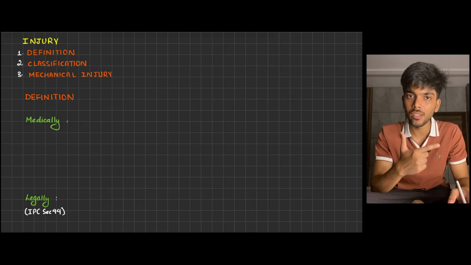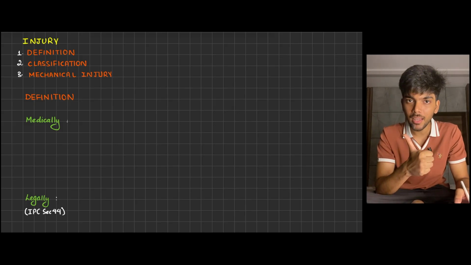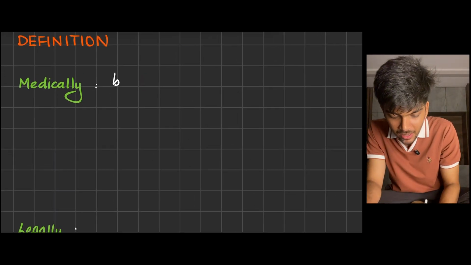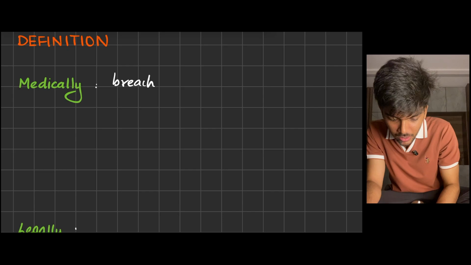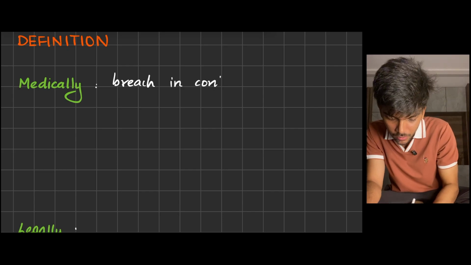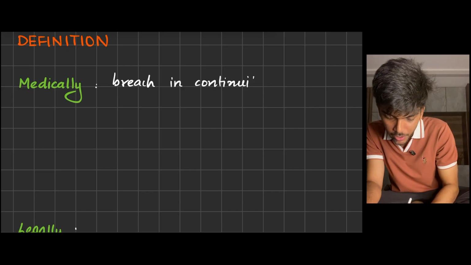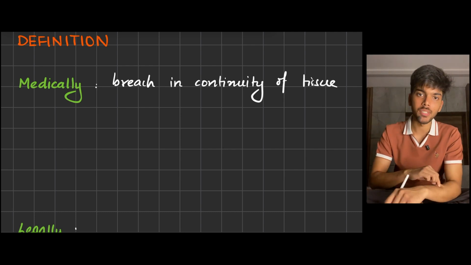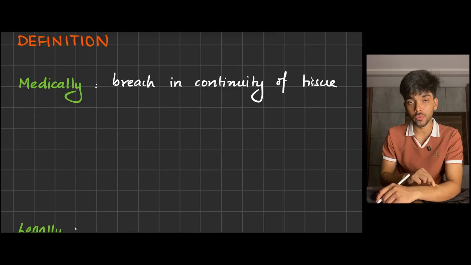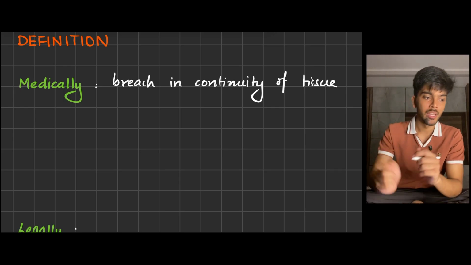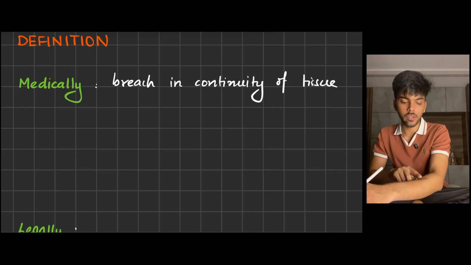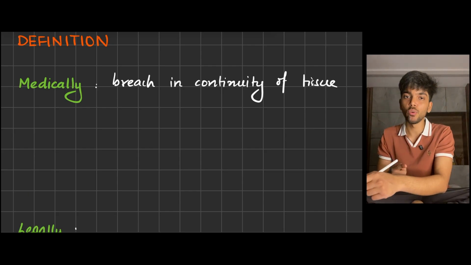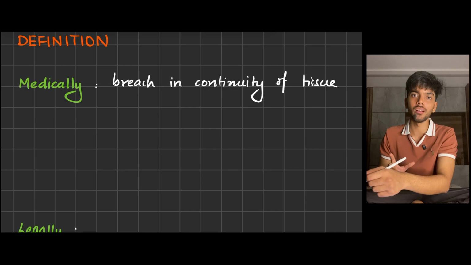Injury is defined in two ways, medically and legally. Medically, injury is defined as a breach in continuity of body tissue. For example, on my arm I have skin. In the skin there is epithelial tissue and the epithelial tissue is continuous. If I take a blade and cut my skin, then there is discontinuity in the epithelial tissue, or a breach in the continuity of epithelial tissue.